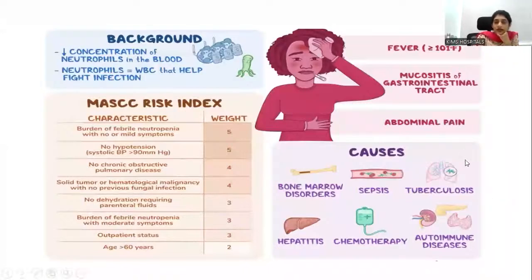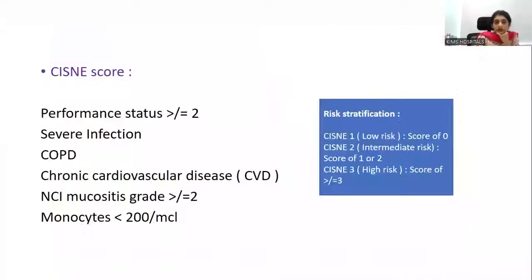These could be the causes, as you can see in the picture: bone marrow disorders, sepsis, tuberculosis, hepatitis, IV infusions, any immune mechanism. All of these could be the causes of febrile neutropenia.